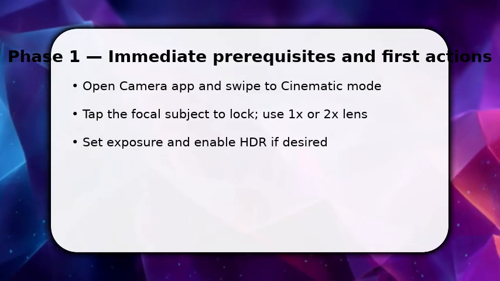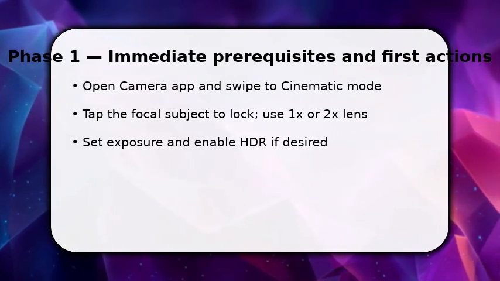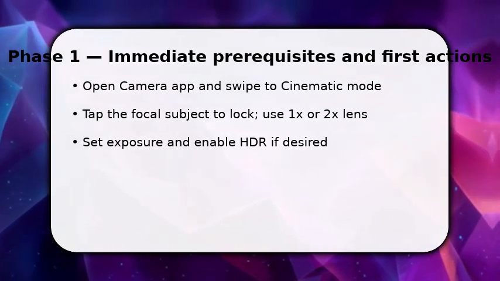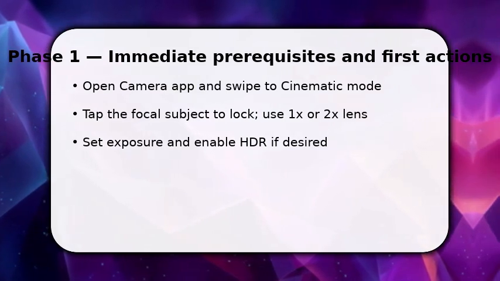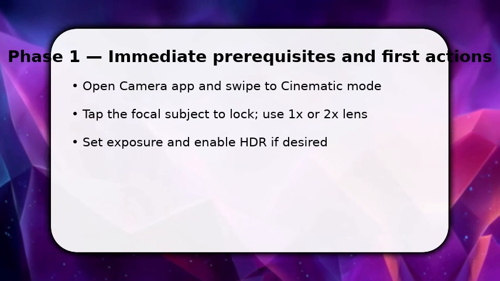You begin by opening camera and switching to cinematic mode. Tap the subject to set initial focus. Once locked, choose 1x or 2x lens for framing. Why that matters: focal length changes background compression.